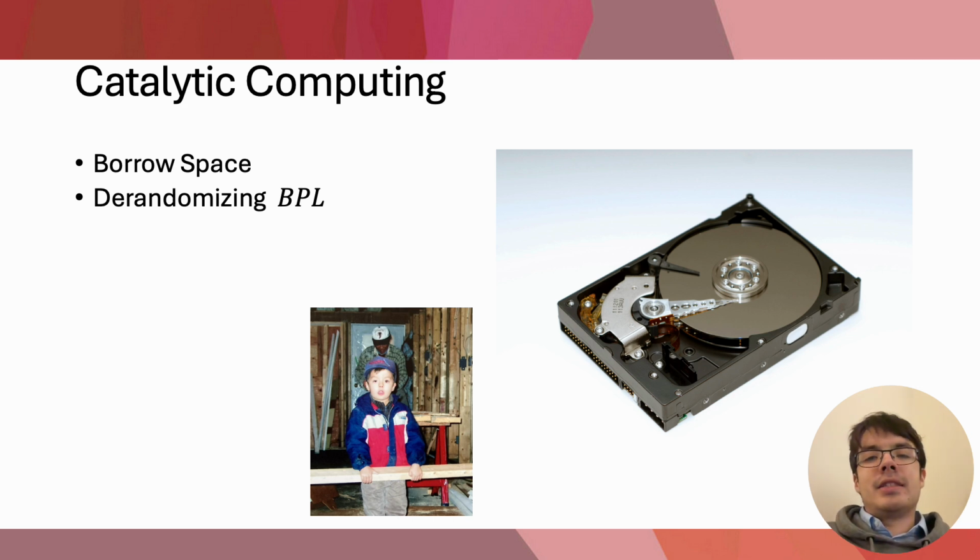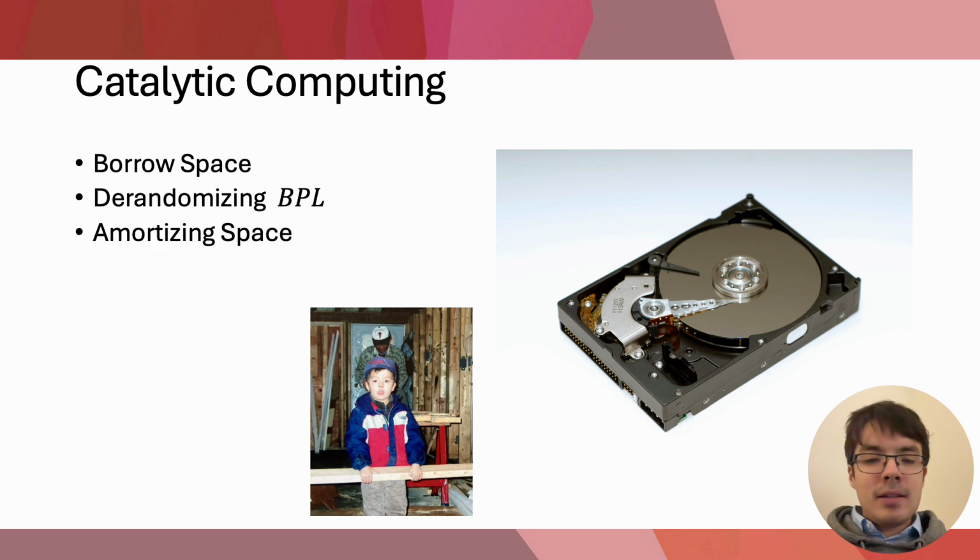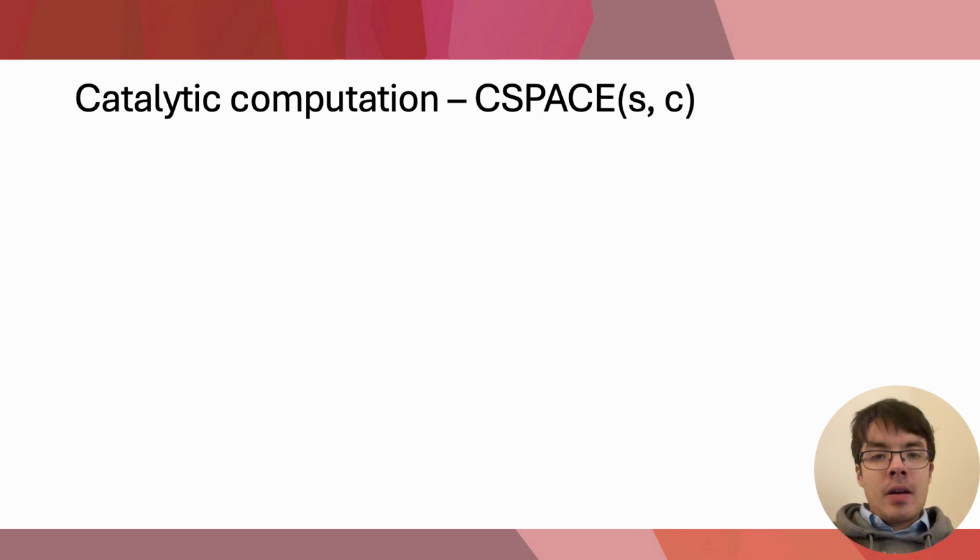Catalytic computing is of interest because it is conceptually nice, but also some people believe it can be used to help understand the de-randomization of BPL, and it also can be interpreted as a way of amortizing space. Formally, catalytic computing is defined using Turing machines. In fact, it is defined using a so-called catalytic Turing machine.